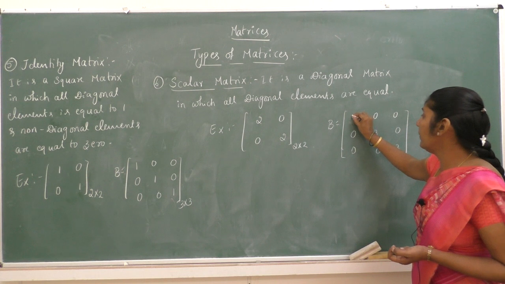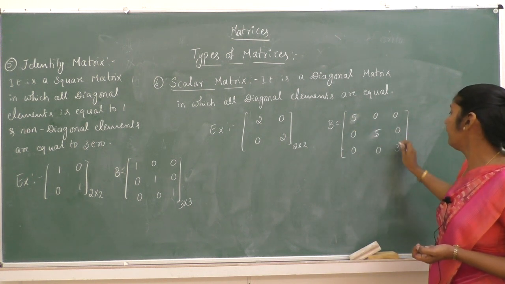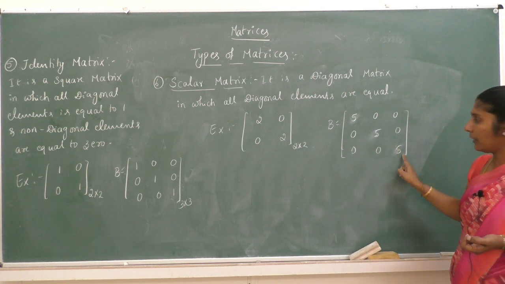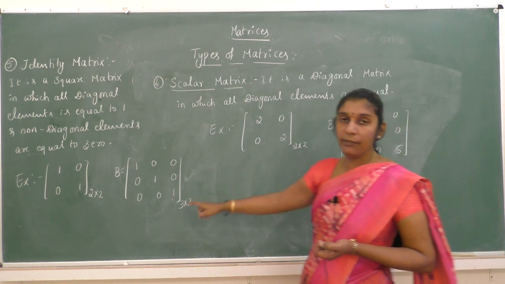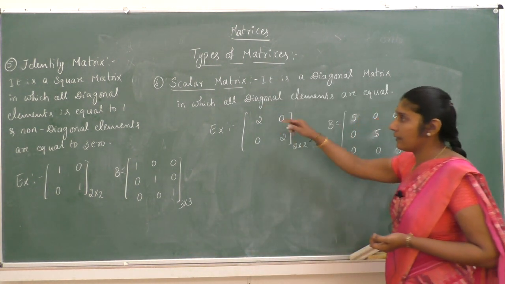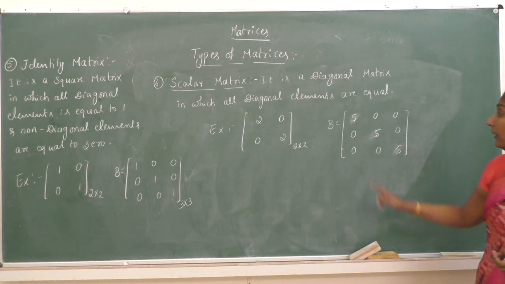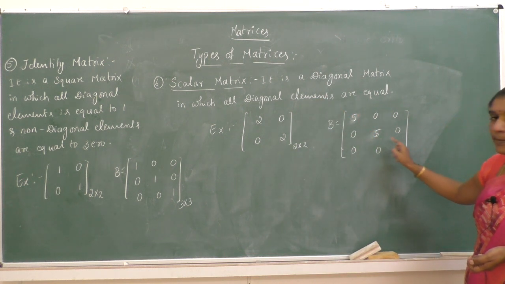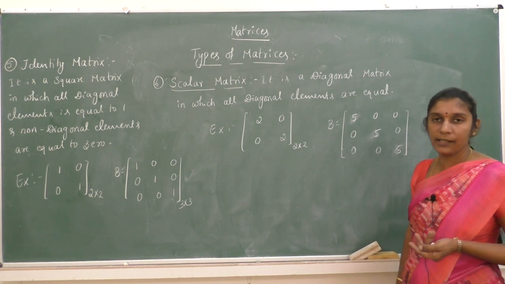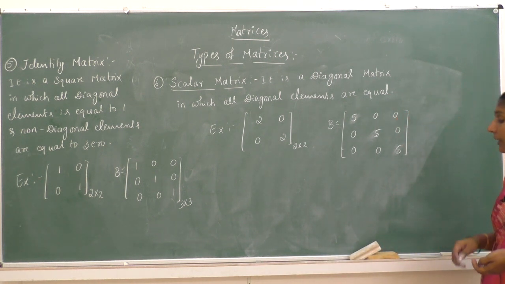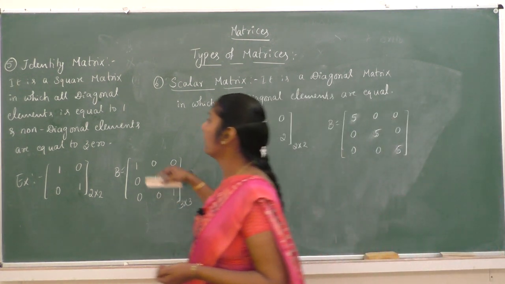So, that may not be 3, that may be 5, or it may be 1. If it is 1, then that will become an identity matrix. If the elements are not 1, it is still a scalar matrix. If the diagonal elements are the same, it is a scalar matrix. If the elements are different, it is a diagonal matrix. Understood? Next, the 7th one, zero matrix.